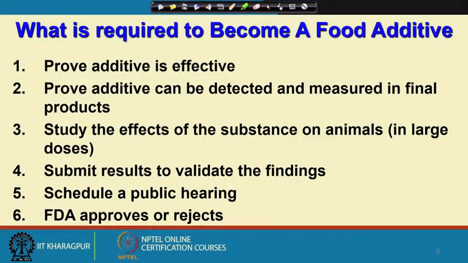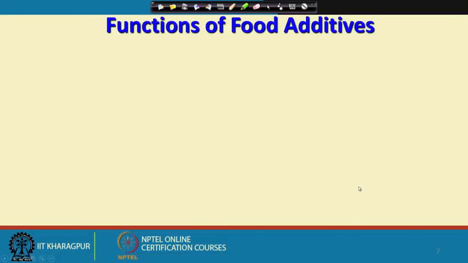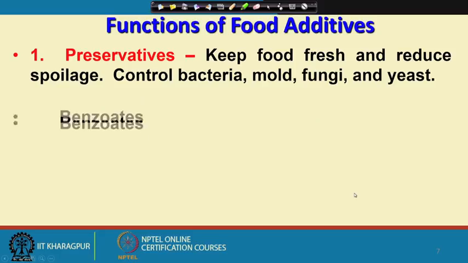Then submit results to validate the findings and schedule a public hearing, and either federal agencies or different agencies, depending on the nation, may approve or reject it to become a food additive. Then, functions of the food additives, what it does.